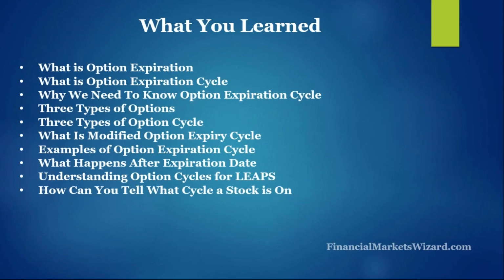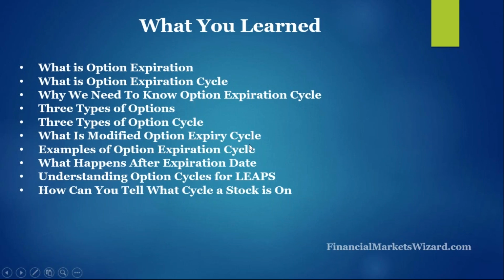So in this webinar, you learned what is option expiration. We know that each option has its expiration, it expires. We learned what an option expiration cycle is. Option expiration cycles tell us the patterns of the months when the options will expire. We also know why we need to know the option expiration cycle: because if we know it, we can adopt the strategies, we can do the proper adjustments, and our success rate will go up. We know there are 3 types of options: weekly option, monthly option, and quarterly options.